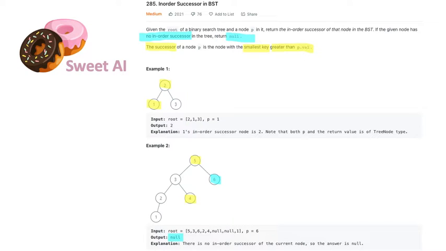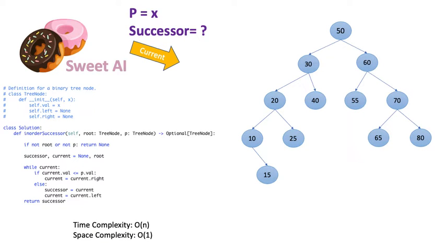One thing we need to know here is that we are talking about a binary search tree, and one of the properties of a binary search tree is that the left node is smaller than the root and the right node is bigger than the root. So we can use this property to traverse the tree, find the p node, and find the in-order successor. Let's jump to the solution and the code and see how it works with an example.